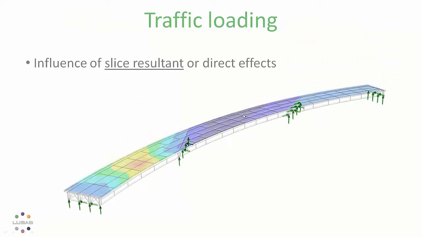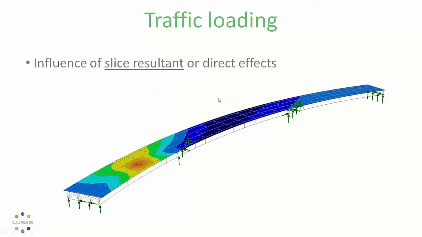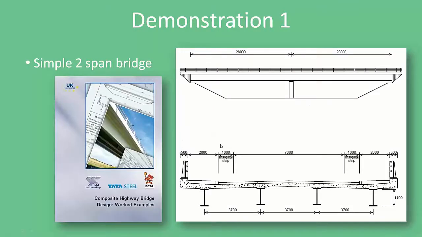Now, as I said earlier, we can also now look at influences of a slice. So using the vehicle load optimizer, I can actually look at, say, the bending moment on the composite section for the influence. Now, what I'm going to do is use this simple 2-span bridge example to show you the Bridge Wizard. This is an example that's published by SCI, and it's a simple 2-span bridge, 4 girders with various bracing alignments. So let me have a look at this in LUSAS.